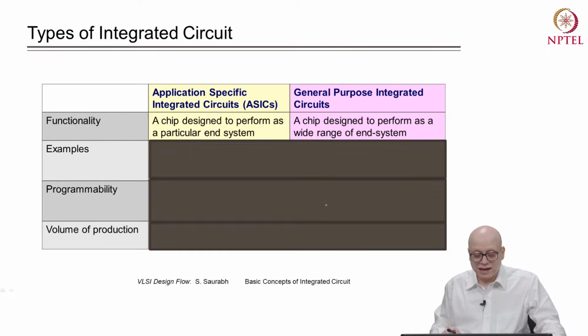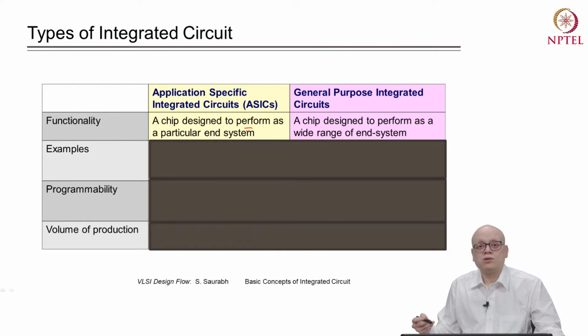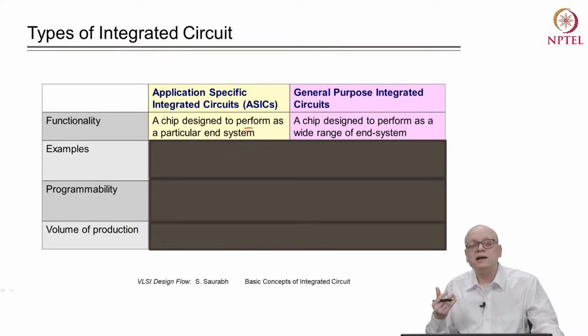In terms of functionality, an ASIC or application specific integrated circuit is targeted to perform a specific task or for a particular end system. It is designed for a particular application. That is why it is known as application specific integrated circuit. While general purpose integrated circuits are designed to perform a wide range of tasks. So, let us look at an example, then it will become very clear.